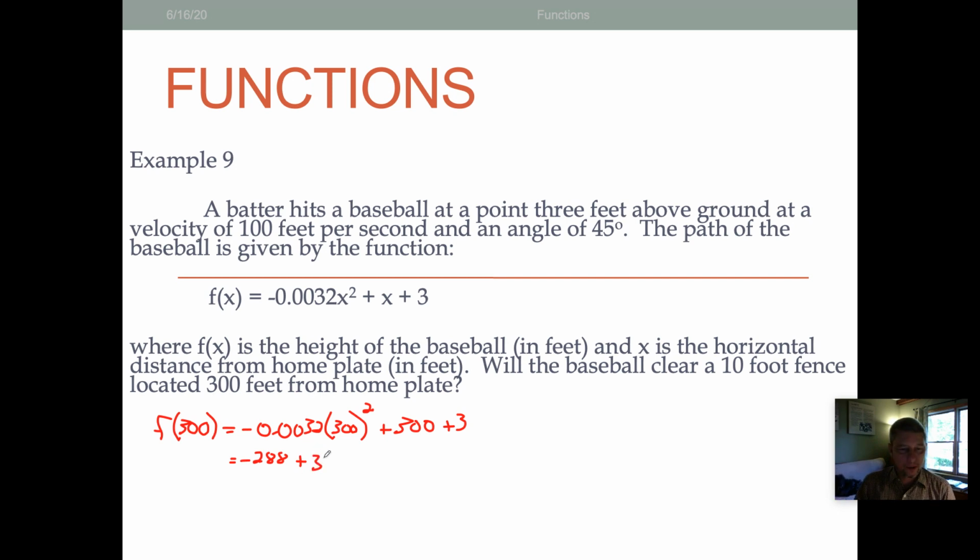Plus 300 plus 3. And if you do the arithmetic here, negative 288 plus 300 is 12, plus 3 is 15. Okay, so will the baseball clear a 10-foot fence located 300 feet from home plate? Survey says absolutely. It's 15 feet above the ground. Therefore, it's 5 feet above the top of the wall. So yes, indeed.